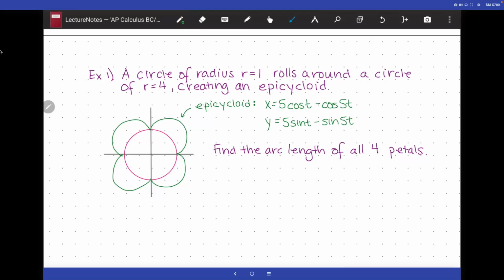If only I had a drawing tool that could help me with epicycloids. I cheated with the circle, as you can tell, but not so good with those freehand petals. You won't have to know how to find the parametric equations that make an epicycloid. This will be given. But here are the parametric equations to give you that. So we're going to find the arc length.